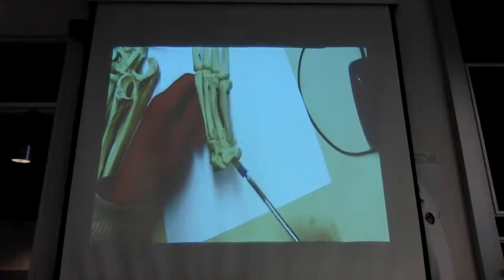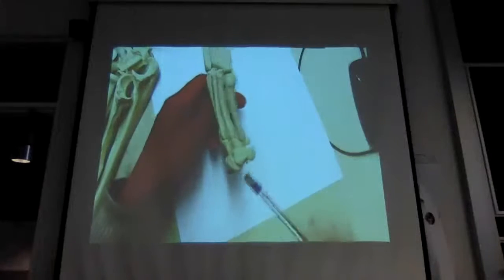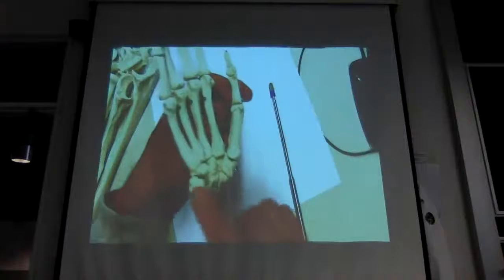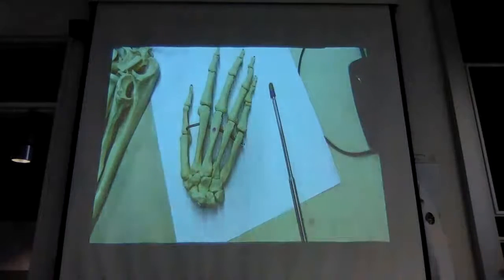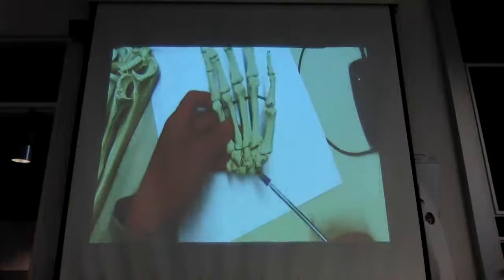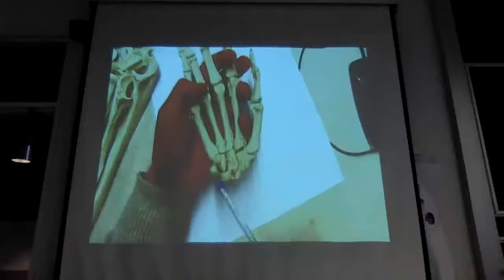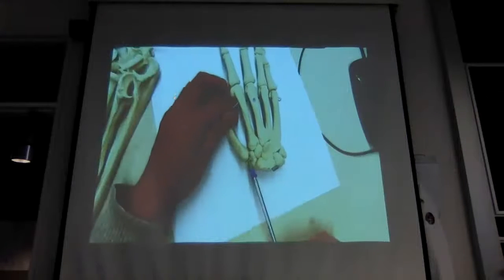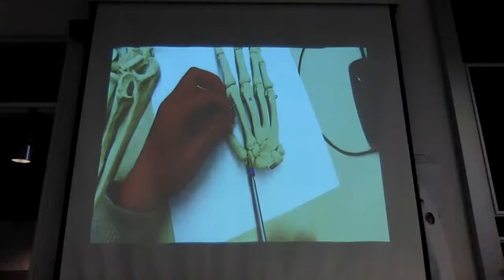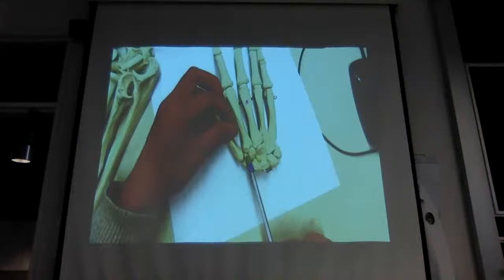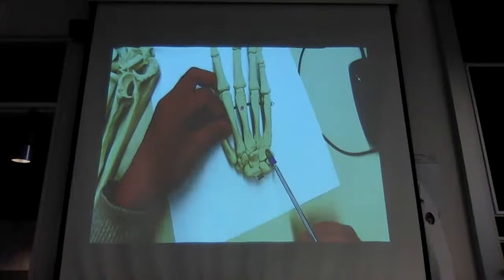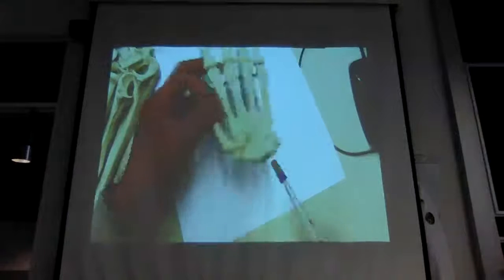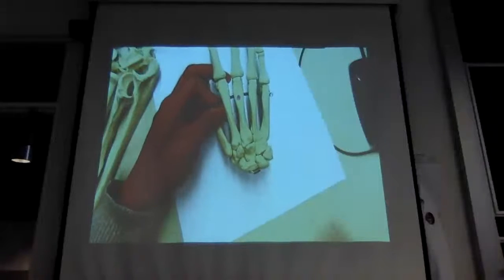Scaphoid, lunate, triquetrum, pisiform. It kind of comes a bit anteriorly. You can feel your pisiform at the base right here. This is the pisiform. Pisiform is this one that points out. Going back over here, trapezium borders the thumb. Trapezium, trapezoid, capitate, hamate. 1, 2, 3, 4, 5, 6, 7, 8. 8 carpal bones.